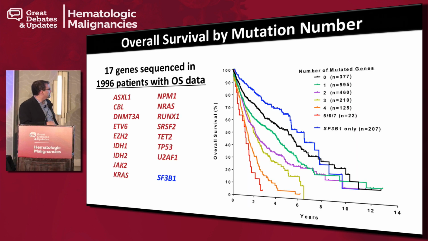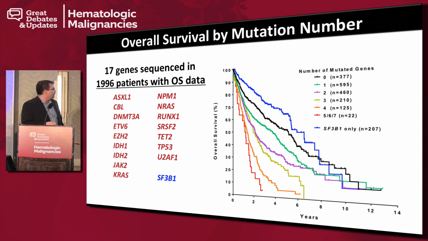And if we look at all comers, we see that the presence of mutations in most genes are adverse. For 16 of these 17 genes, for each additional mutation that patients have, they do substantially worse. The one exception to that was SF3B1. Patients who had a lone mutation in SF3B1 actually did better than even those MDS patients that had no detectable mutations in this panel of 17 genes. So SF3B1 patients may actually have a better than predicted prognosis.